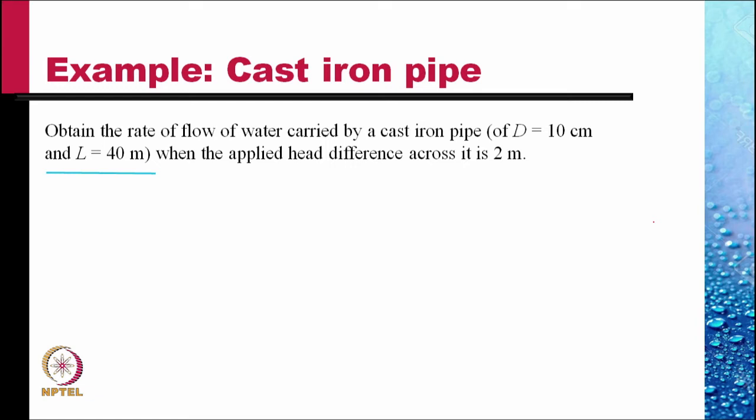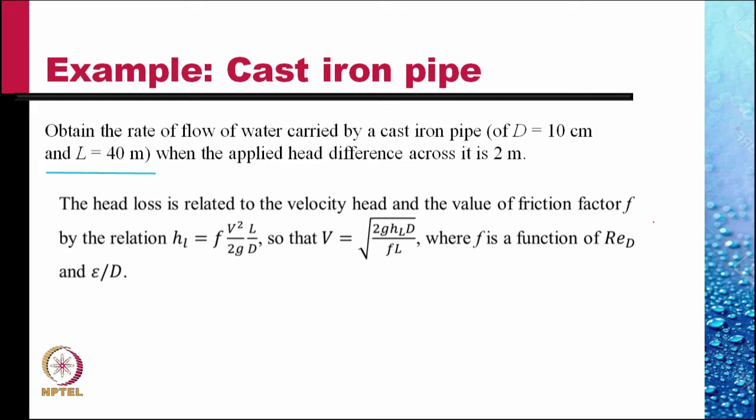We do an example. Obtain the flow rate of water carried by a cast iron pipe of diameter 10 centimeter and length 40 meters when the applied head difference is 2 meters. The head loss is related to the velocity head and the value of friction factor F by the relation HL is equal to F times V square by 2G into L by D. So that we can write V as a square root of twice G head loss times diameter divided by F times L, where F is a function of Reynolds number and epsilon by D.